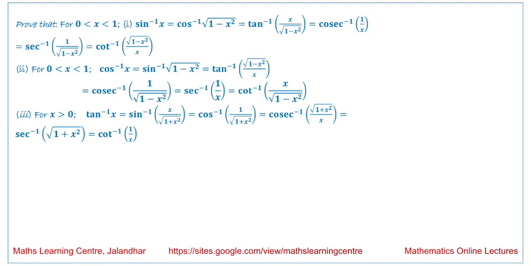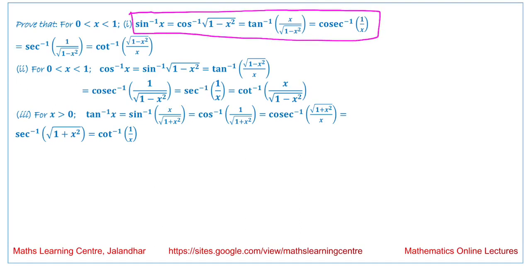Next we have to prove this first result: sine inverse of x is equal to cos inverse of square root of 1 minus x square, tan inverse of x over square root of 1 minus x square, cosecant inverse of 1 by x, secant inverse of 1 by square root of 1 minus x square, and that is equal to cot inverse of square root of 1 minus x square over x, and this holds for 0 less than or equal to x less than 1.